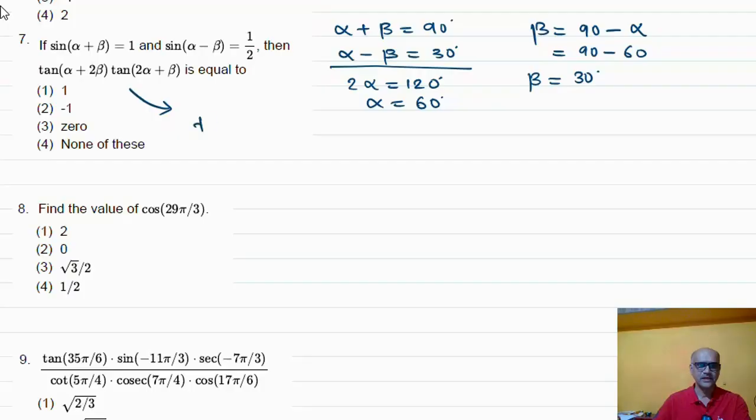So tan of alpha plus 2 beta, that is 60 plus 60, which is 120, into tan of 2 alpha plus beta, 2 alpha is 120 plus 30 is 150. Now you substitute the values. 120 is written as 180 minus 60, so tan 60 in the second quadrant is negative, that is minus root 3.